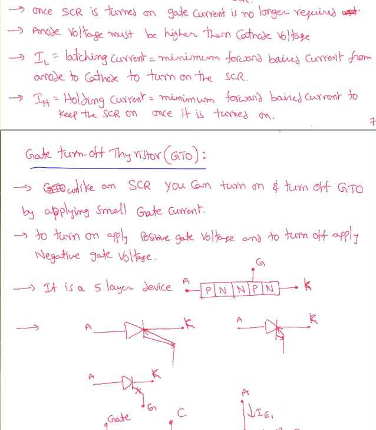The next thyristor is GTO, gate turn off thyristor. Unlike an SCR, you can turn on and turn off a GTO by applying a small gate current. So here we can turn it on as well as turn it off. This is a 5-layer PN device, a 3-terminal device.